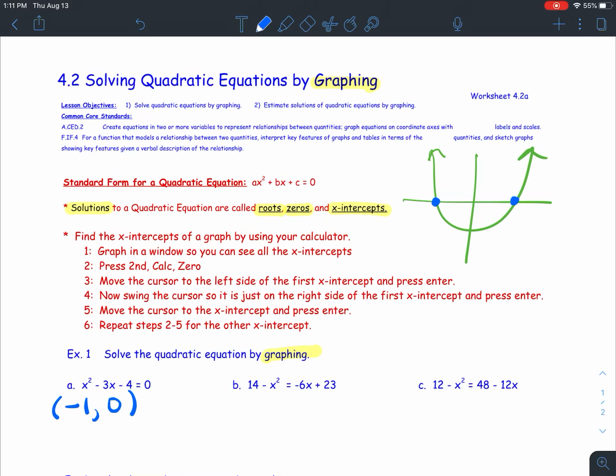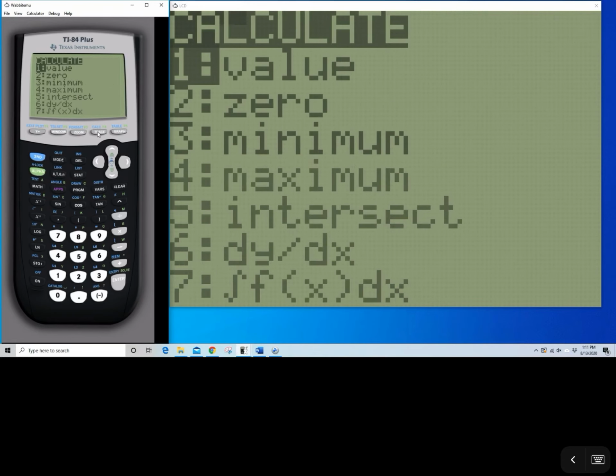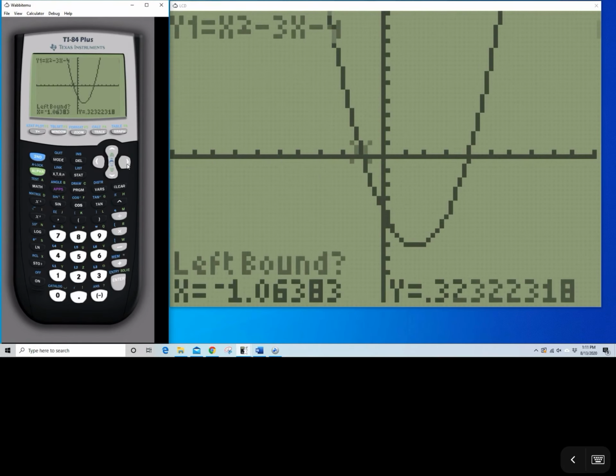Okay, so I'm just going to switch back to my notes here, and I'm going to write down that one solution is the point -1, 0, which means x equals -1 is a solution. Okay, there's not really any work for me to show on my paper. I'm doing all of it on the calculator. You have to repeat that same process for the other x-intercept.